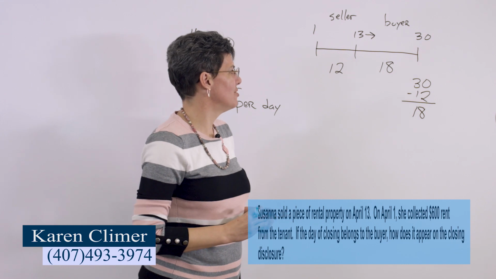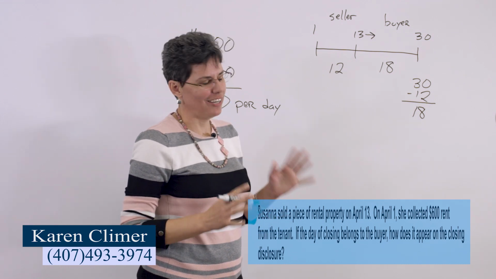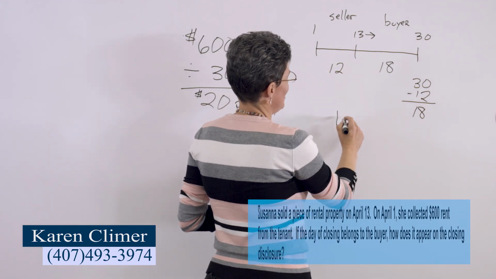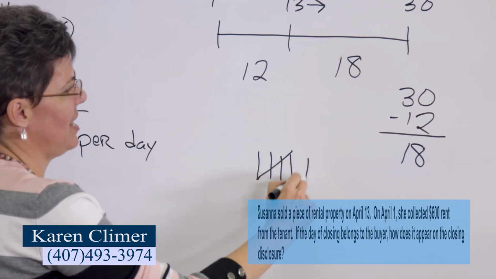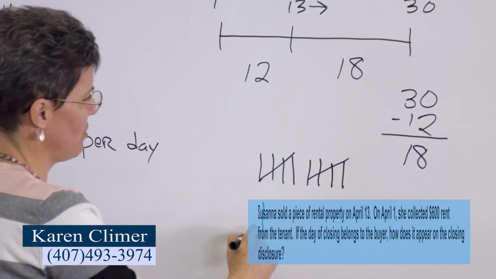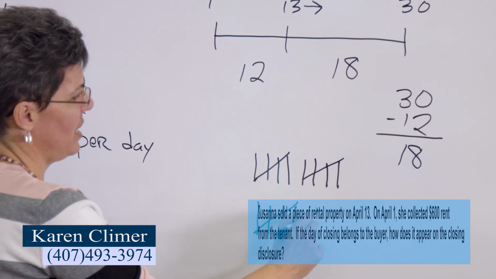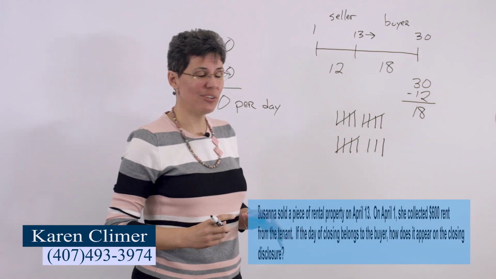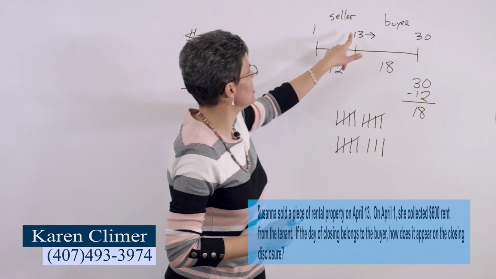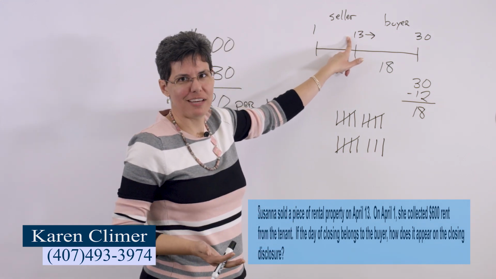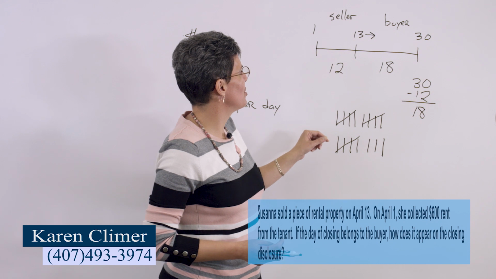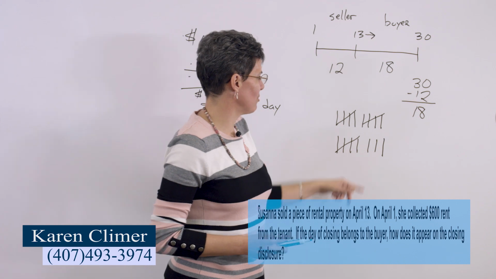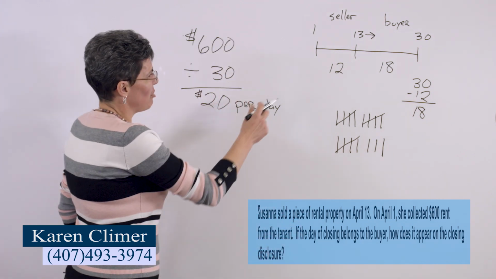Now another way you can do it is just to count it on your fingers. But if you don't want to count it on your fingers, you can just count sticks. So we're going to start with the 13, 14, 15, 16, 17, 18, 19, 20, 21, 22, 23, 24, 25, 26, 27, 28, 29, 30. So 18 days. The thing you cannot do is 30 minus 13, because that'll give you 17, which is the wrong answer. So either do 30 minus the seller's days or count the sticks. So the buyer owns 18 days.